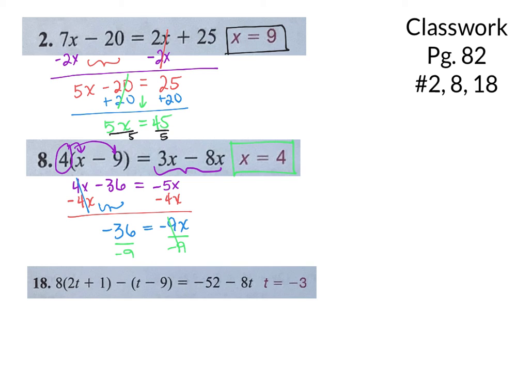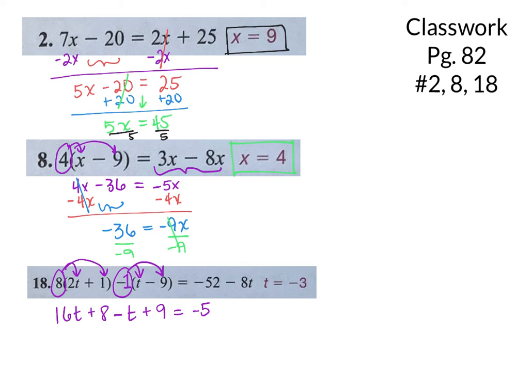The last one's the most difficult, obviously, right? Lots of distribution going on here. So for this one, I'm going to distribute the 8. 8 times 2 is 16. 8 times 1, 8. Here, what am I distributing? Yeah, I'm distributing a -1. -1 times positive t, -1t. -1 times -9 is a positive 9.